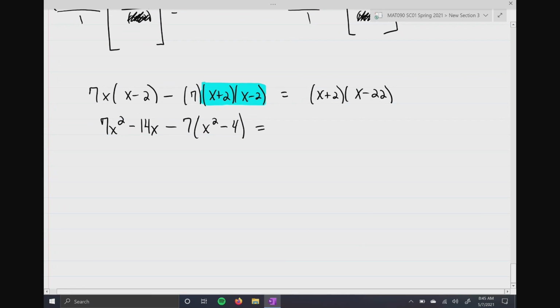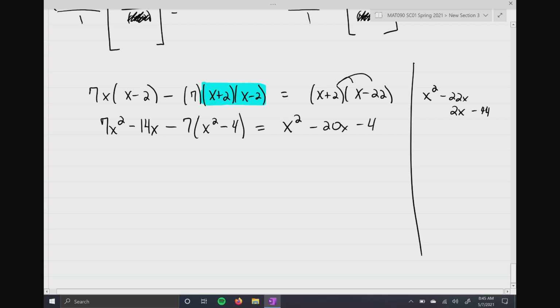Now, on the right-hand side, I'm going to actually have to distribute. So I get x times negative 22, and I'm going to do it off to the right here. Just write my answers. x times x is x squared. x times negative 22 is negative 22x. So I'm done with that. Now I will distribute the 2. 2 times x is 2x. Put it directly underneath. 2 times negative 22, negative 44. So when I combine everything, that gives me x squared minus 20x minus 44.